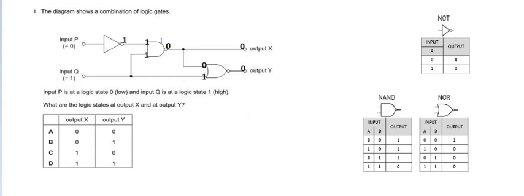So I hope you understood this combination here. The junction means the signal is going to be the same for both the paths. And here what outputs are we getting? At output X it is 0, at output Y also it is 0, and in the options you can see the output X and Y is 0 for option number 1. So option number 1 is the correct answer.